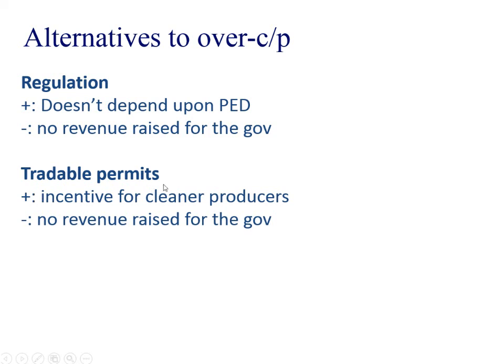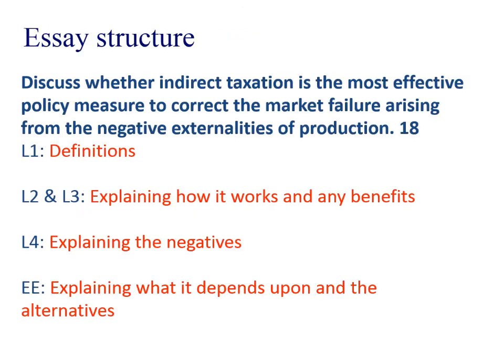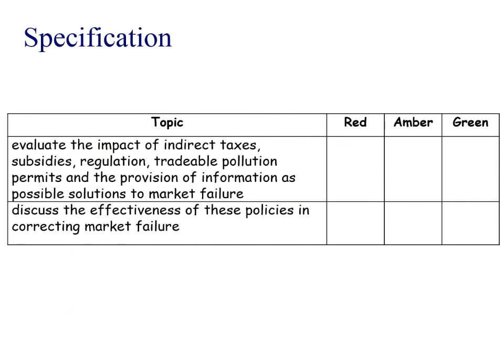Another alternative would be tradable permits, and a benefit of using this is that it provides an incentive for cleaner producers. So not only does it punish the polluters, the polluter pays principle, but it also incentivizes producers to be cleaner anyway. But unfortunately, it doesn't raise any revenue for the government. So you could make up your own mind about which one is better based on the case study, of course, and that should enable you to get the full 18 marks.